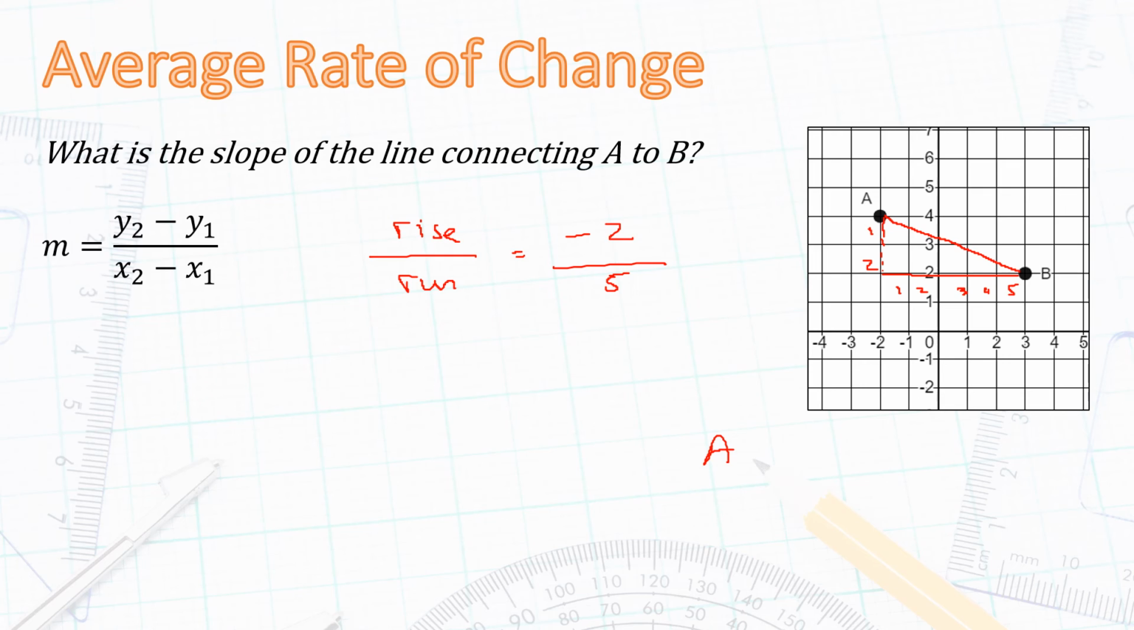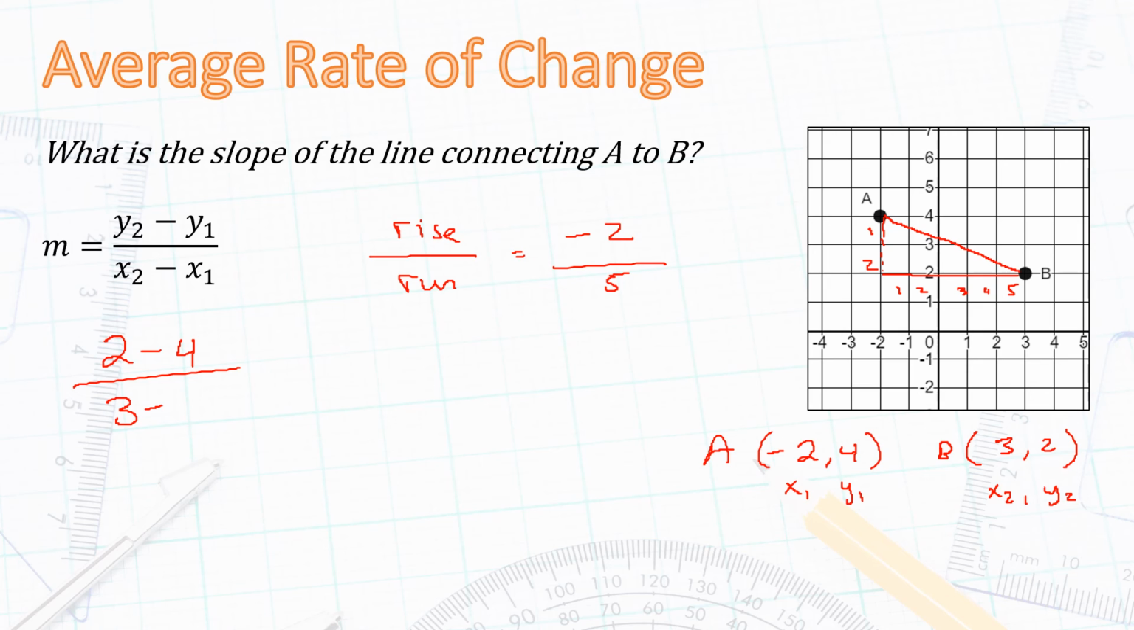So A is at (minus 2, 4). So this is going to be my x1 and my y1. And B is at (3, 2). This is going to be my x2 and my y2. So the first x values and y values, the second x values and y values. And let's sub in our numbers. So y2 is 2 minus y1, which is 4, all over x2 is 3 minus, now x1 is negative 2.